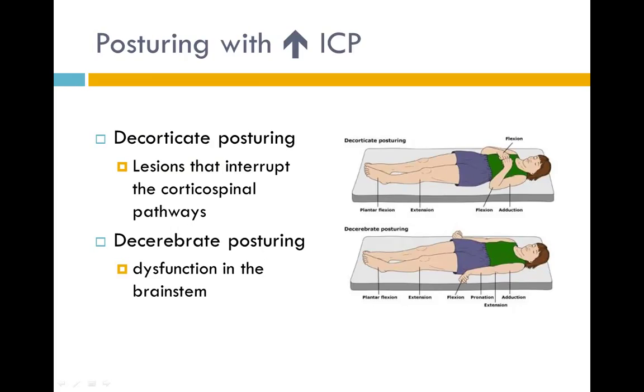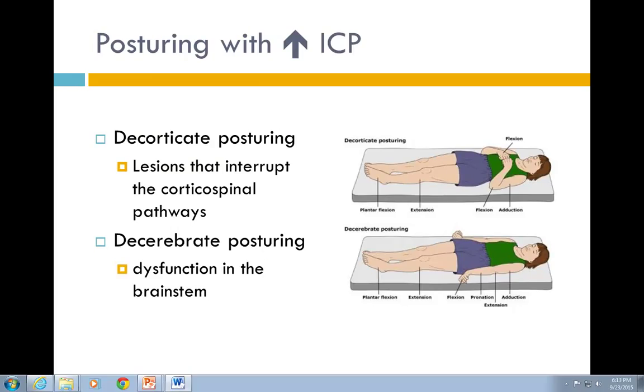Let's talk about posturing with increased intracranial pressure. Posturing can occur with increased intracranial pressure. There are two types. Decorticate posturing is characterized with plantar flexion, knee extension, and arm and hand flexion, indicating pressure is interrupted in the corticospinal pathways. Decerebrate posturing is characterized by plantar flexion, knee extension, hand flexion, and arm pronation, indicating brainstem herniation.